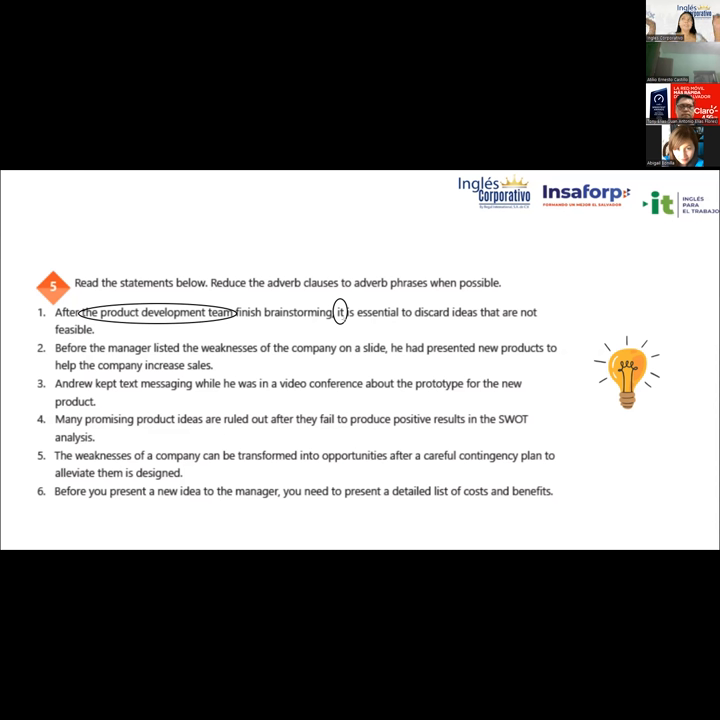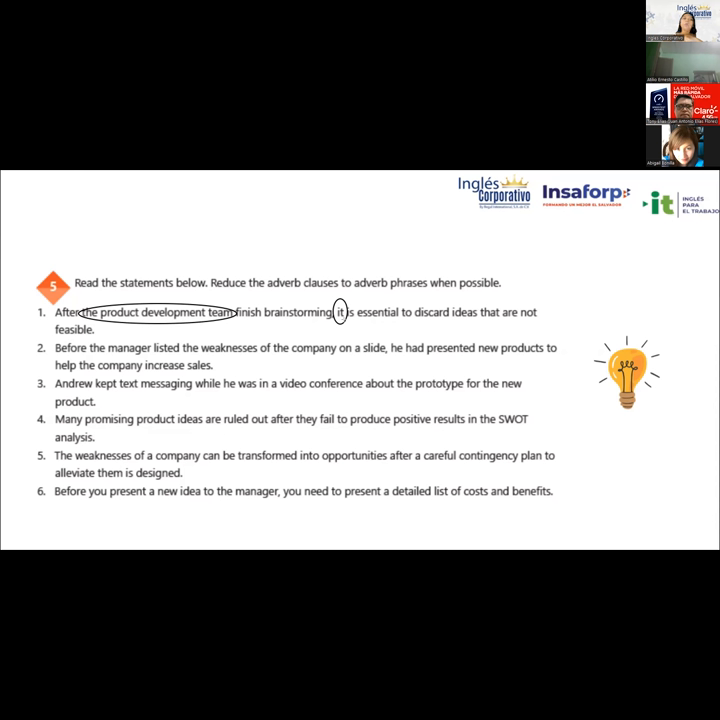Because of the first rule that we have, which is the most important: the two subjects should be the same. If not, we cannot reduce. Maybe in the second part, we talk about the ideas, the brainstorming, but this is not the same, in the same order. That is correct.